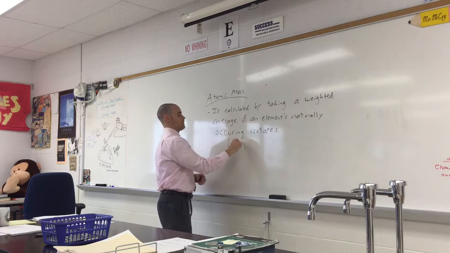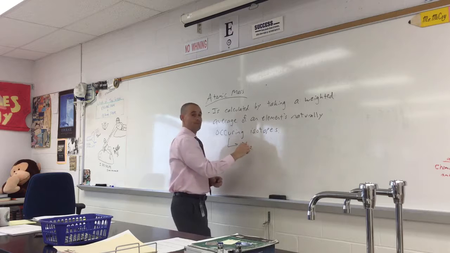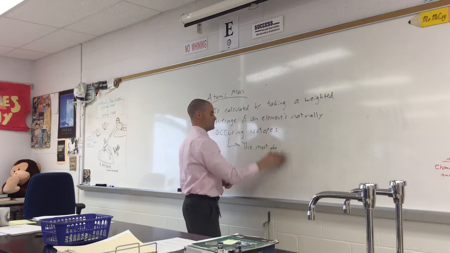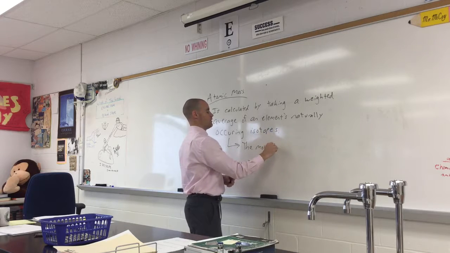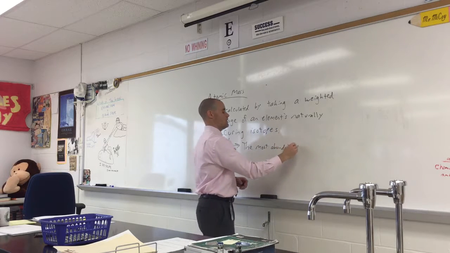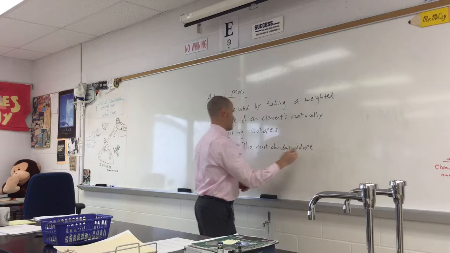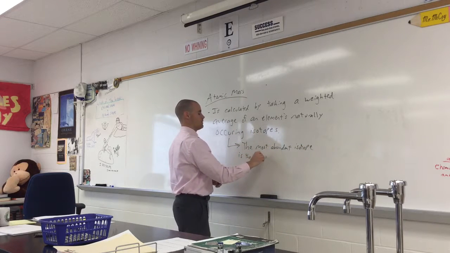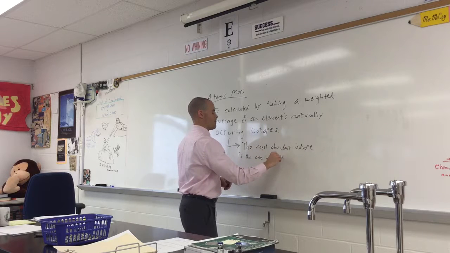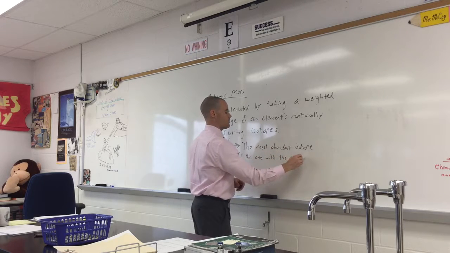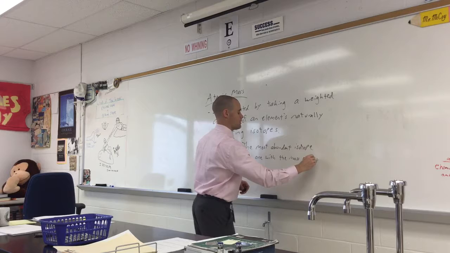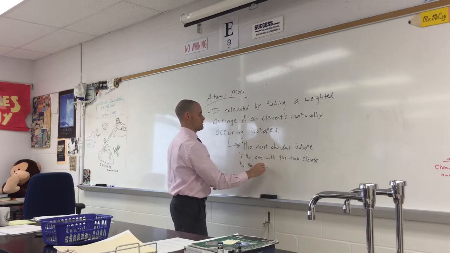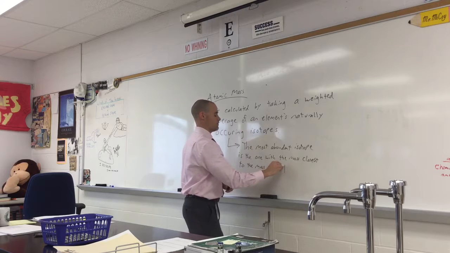And the most abundant isotope is the one with the mass closest to the mass on the periodic table.